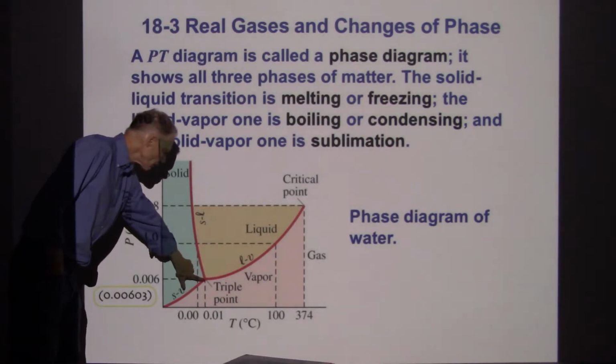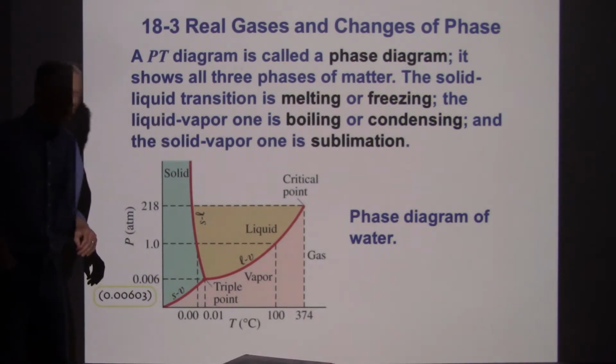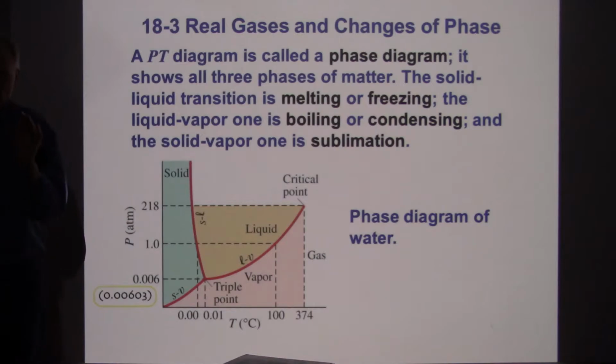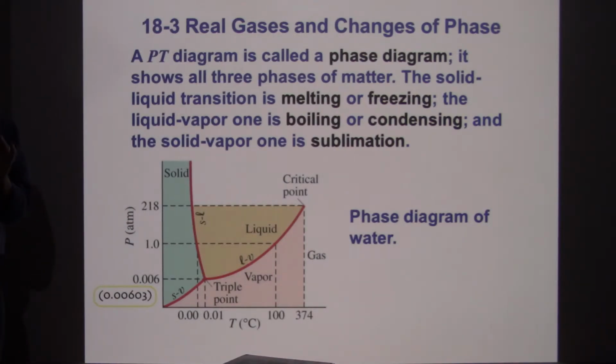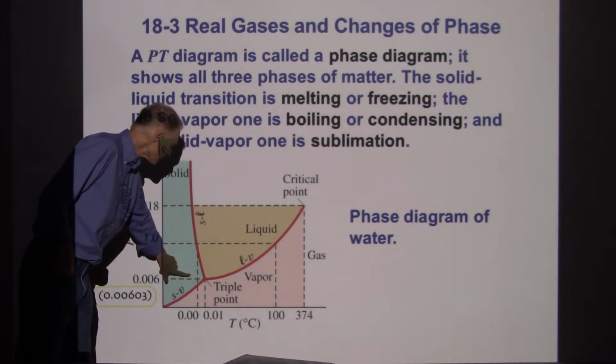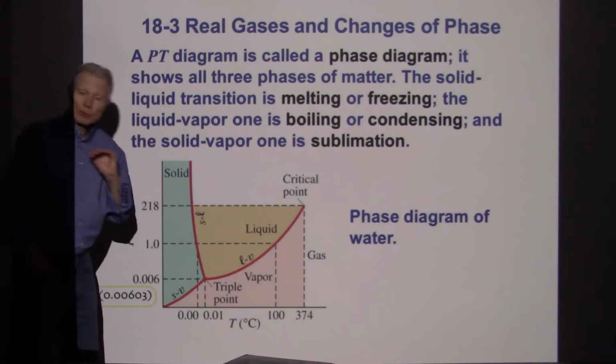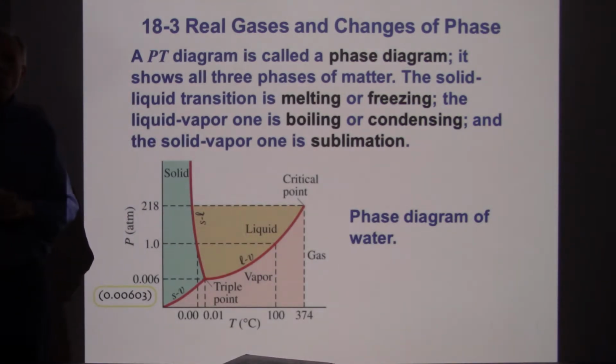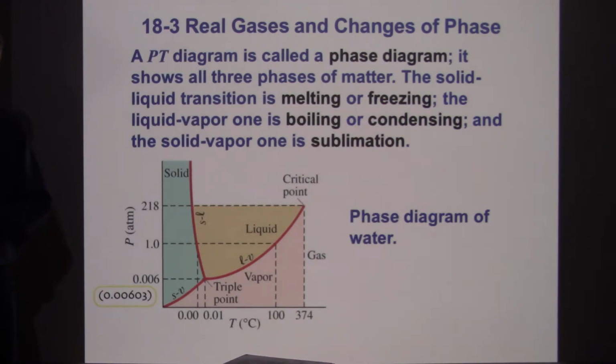Now, there's what's called the triple point. The triple point says that there is a particular pressure and temperature at which we will have a combination of vapor, solid, and liquid, which are all in equilibrium with each other. And that's referred to as the triple point. So there's that one particular temperature.